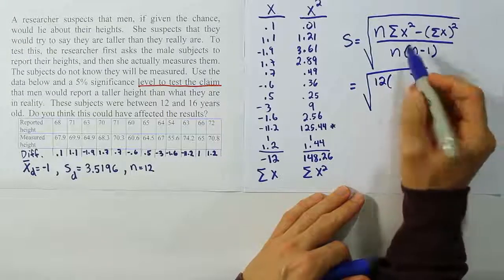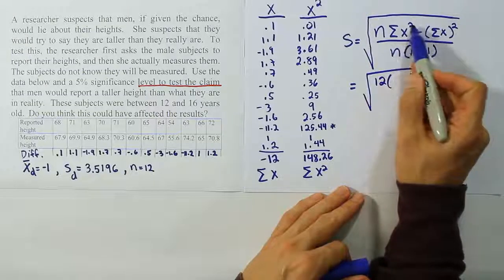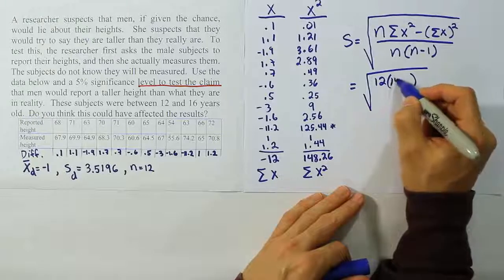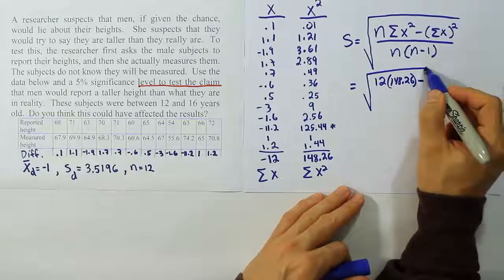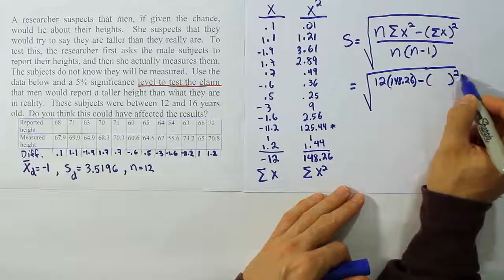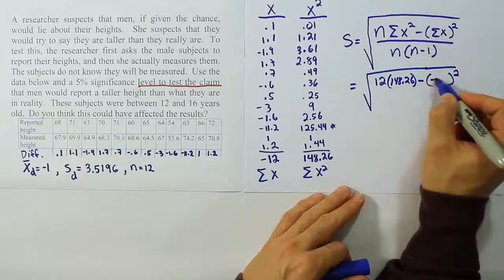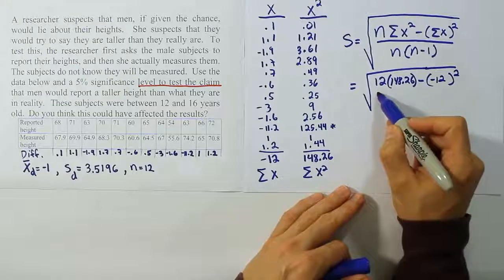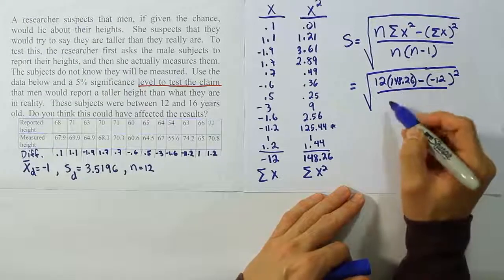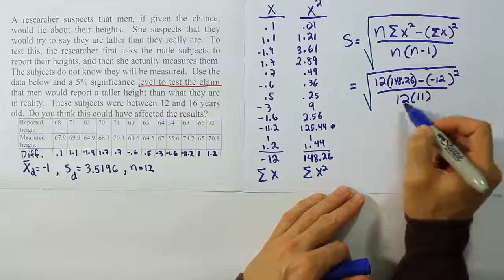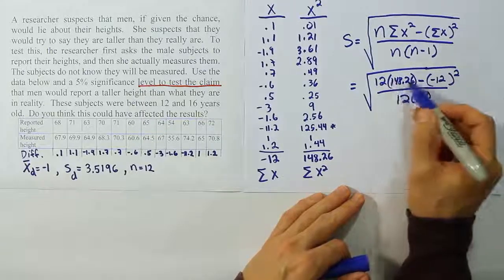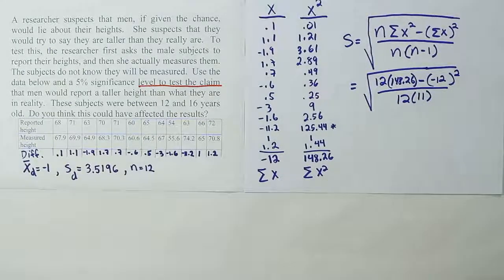And we're going to multiply by this quantity, the sum of x squared, which is 148.26, minus something squared, right? Something squared is negative 12. And then, of course, divide that by n, which was 12, times n minus 1, which is 11. So this is 132, that's 144, and then that product, and then we'll take the square root of it.